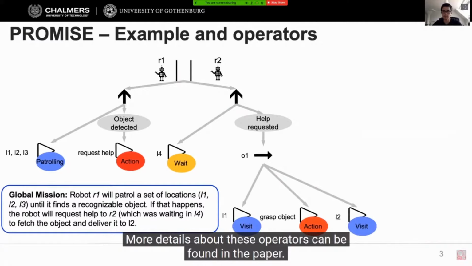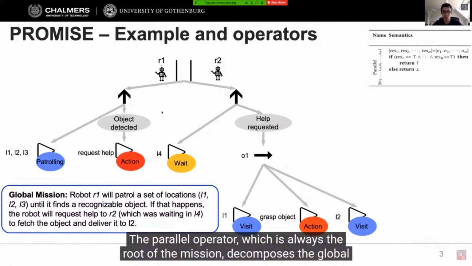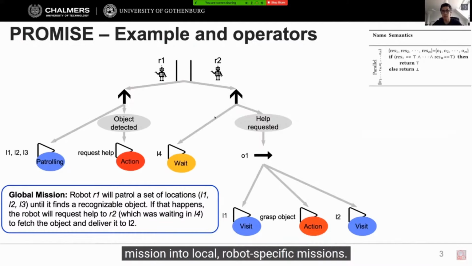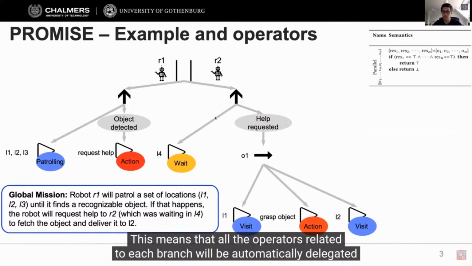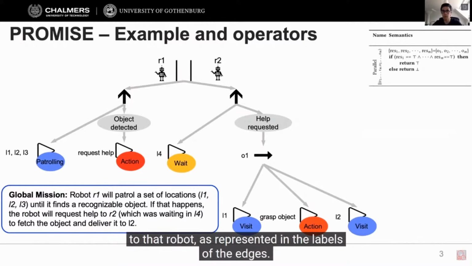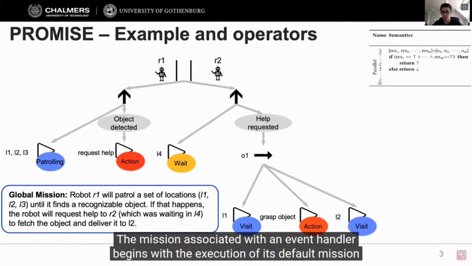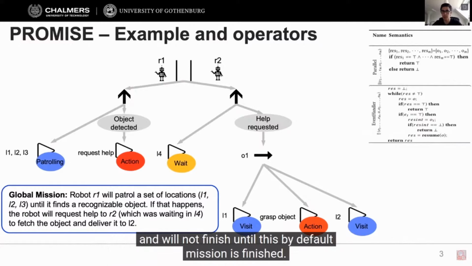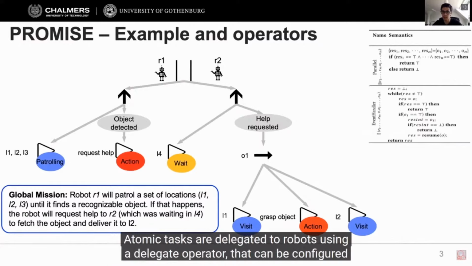The parallel operator, which is always the root of the mission, decomposes the global mission into local robot-specific missions. This means that all the operators related to each branch will be automatically delegated to that robot, as represented in the labels of the edges. The mission associated with an event handler begins with the execution of its default mission and will not finish until this default mission is finished. Atomic tasks are delegated to robots using a delegate operator that can be configured using parameters.